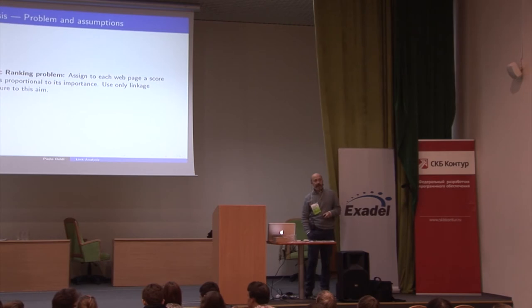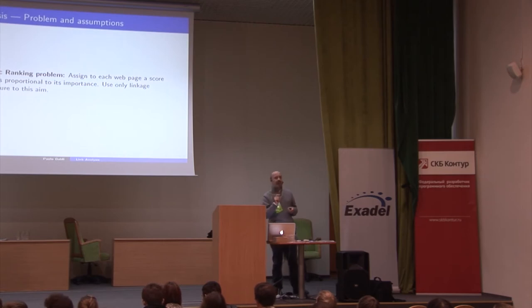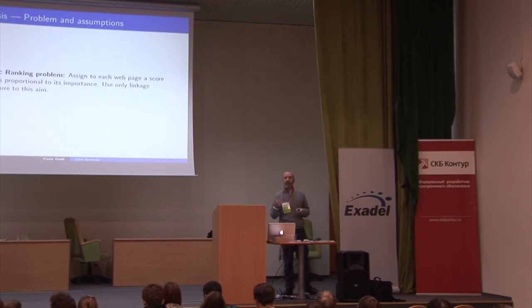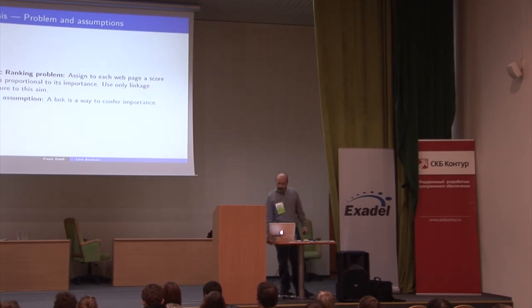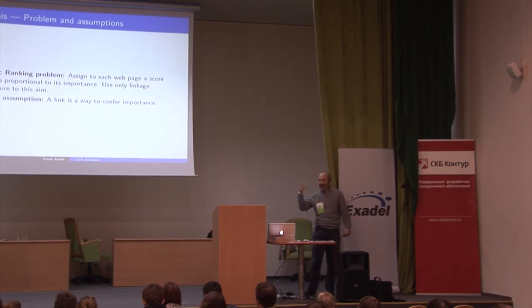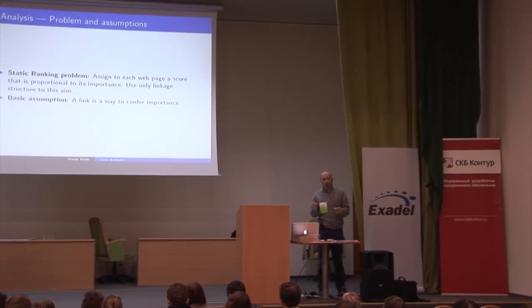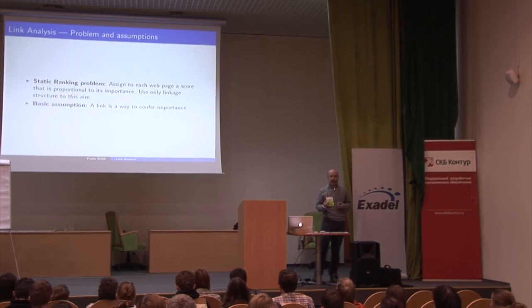And today I'm going to tell you about one special kind of static ranking that is called PageRank. PageRank not only is static, which means that it assigns a score of importance to every page regardless of the query, but it's also only linkage-based, which means that the ranking of importance does not depend on the content of the page, but only on the link structure. The basic assumption behind PageRank, and behind all these ranking techniques based only on links, is that a link is a way to confer importance. If you put a URL in your own homepage, it means that you are saying this page is important for you. So this is the basic idea.